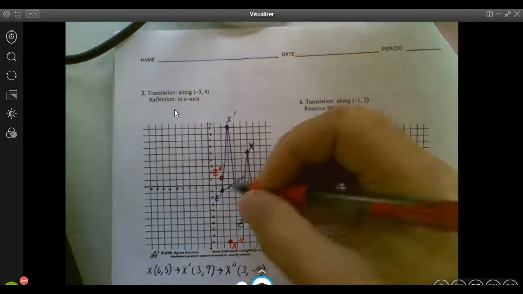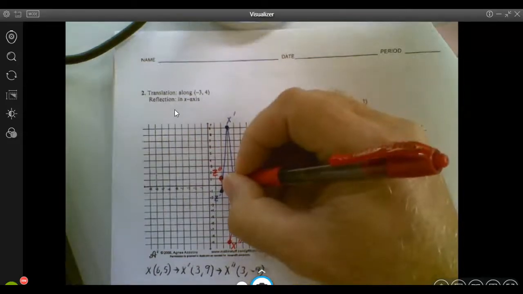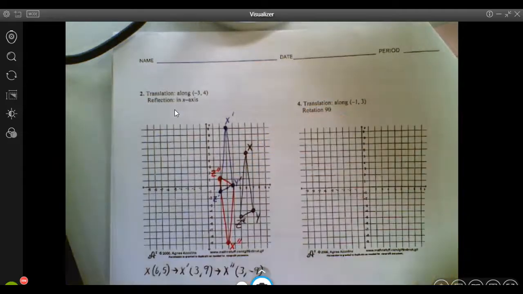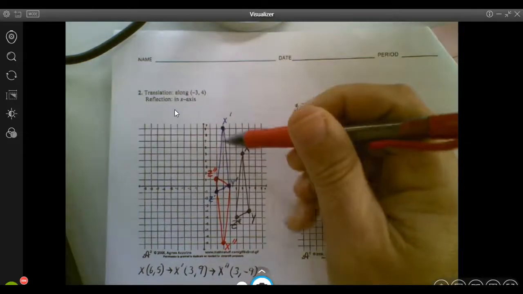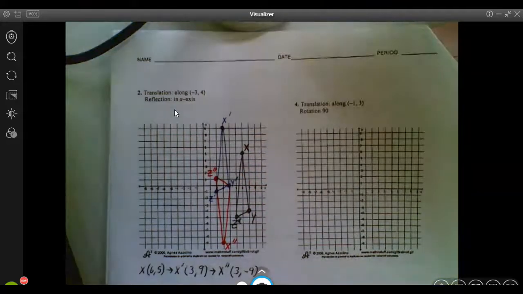So that's where he'll finish. So if I connect the dots, then this red figure is going to be our final product. And you can see that perfect symmetry that it makes with the x-axis as you look at that new shape. But that's it.